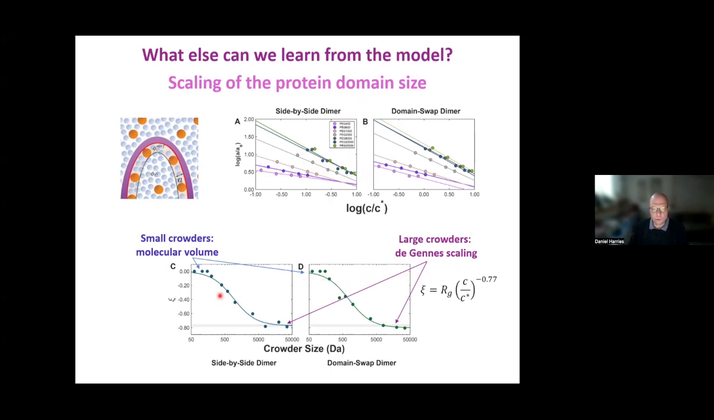And so what we are able to see as an emergent property of the model is that for small Crowders, this region that is affected close to the protein is just related to the size of the solute with no concentration dependence.